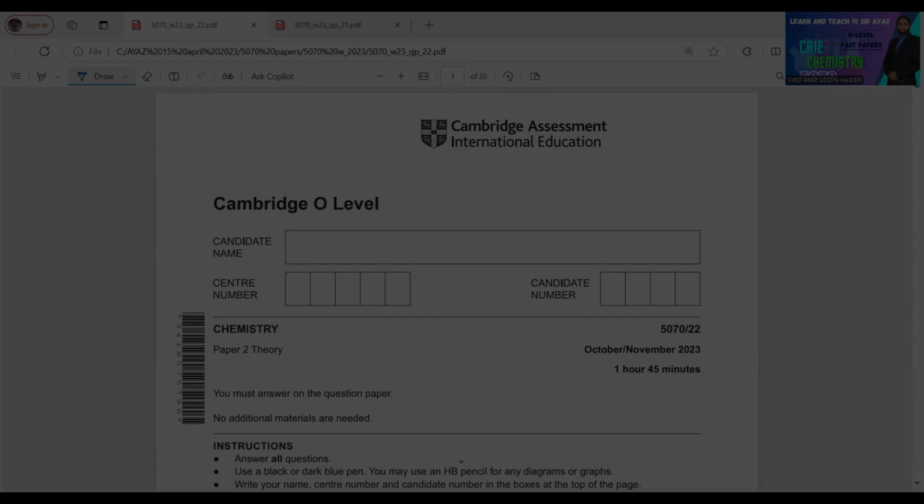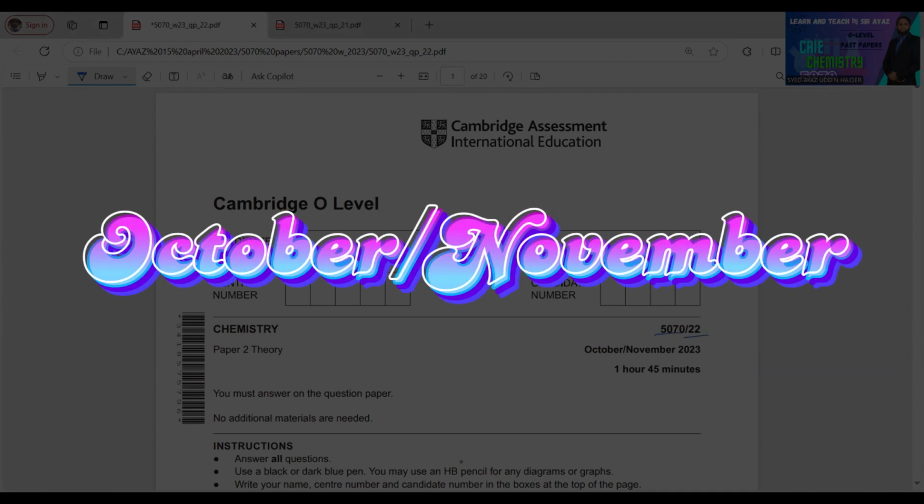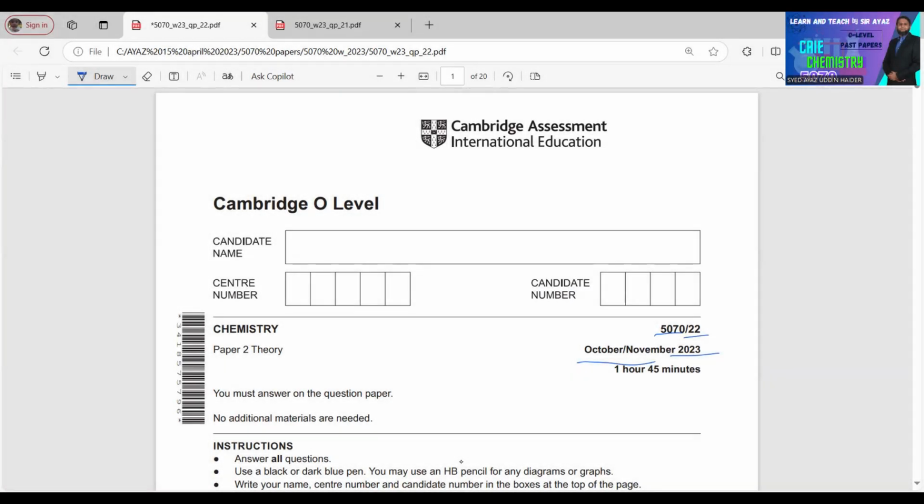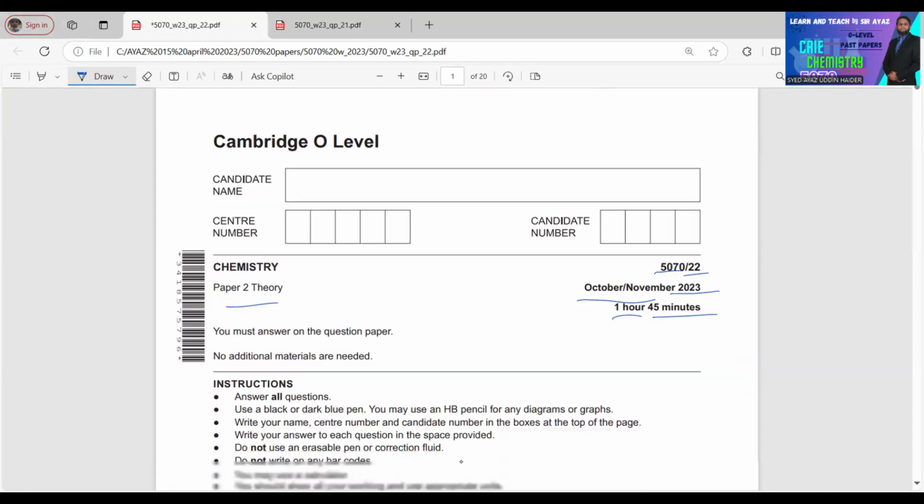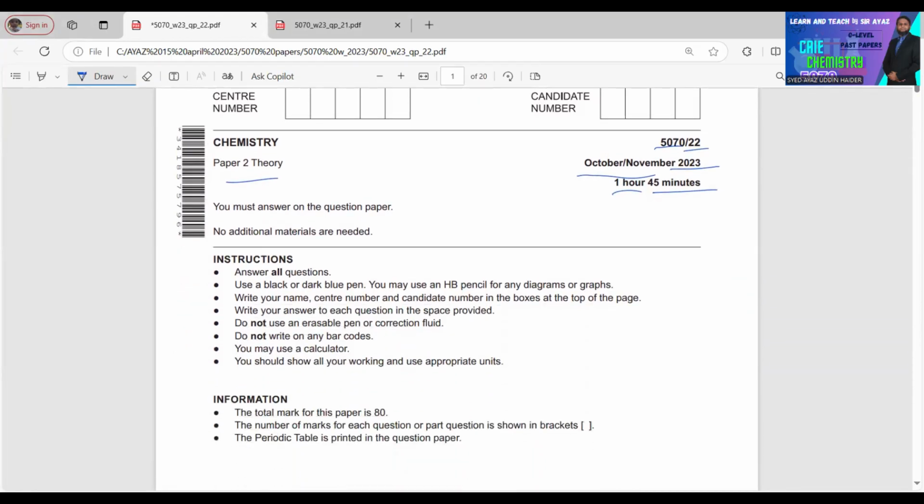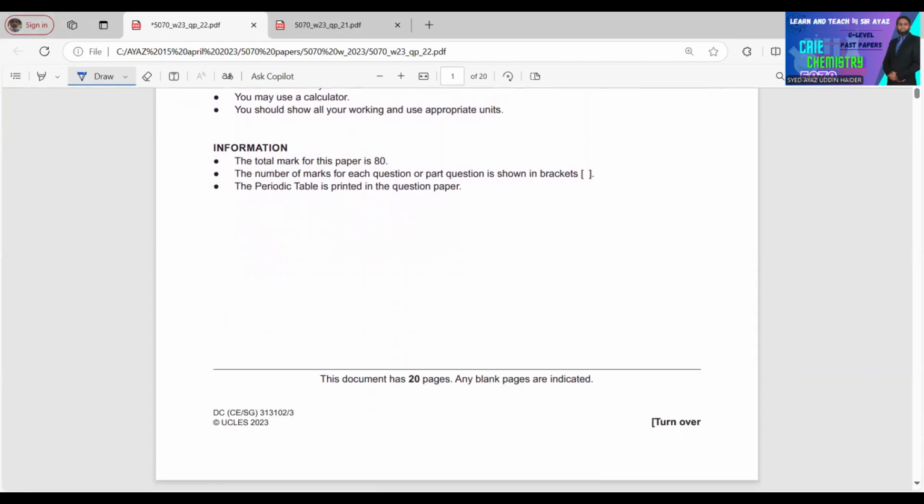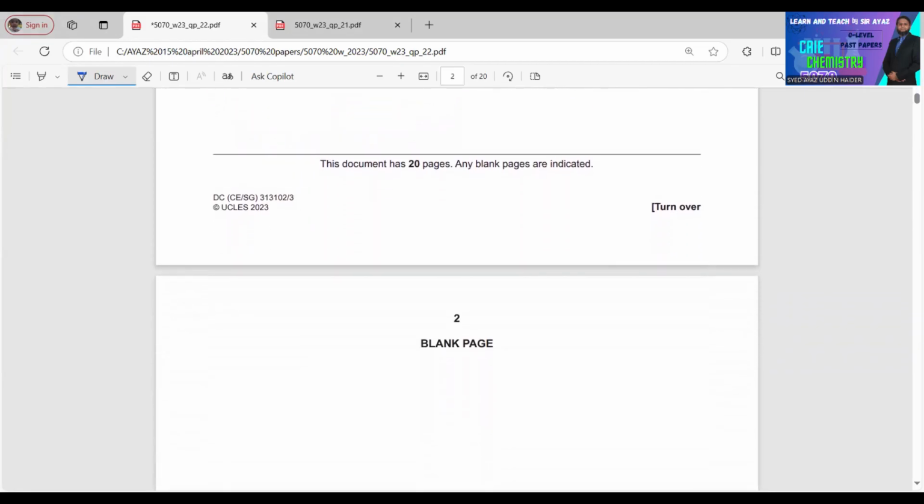So I will continue my video session for past papers, and this time I have selected 5070, paper 22 of October-November 2023. Again, I'm not going to read the instructions and the time. The time is 1 hour 45 minutes. It's paper 2 theory. You have to answer all the questions. Periodic table is provided, total mark is 80. So let's start the paper straight away.